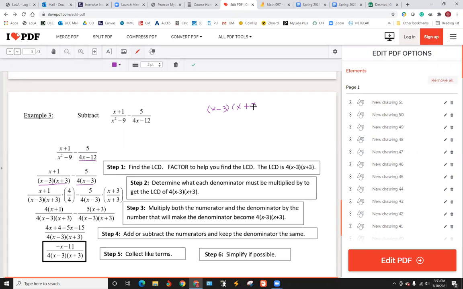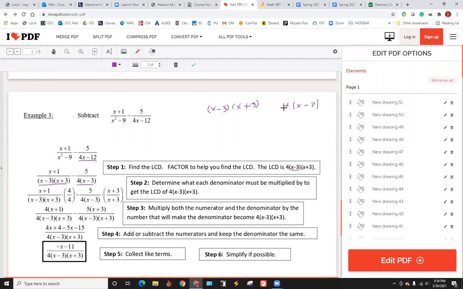Because they tell you what the LCD is, but I want to show you a little bit of an alternate way to determine that. All right. So the x minus 3 appears in both one time. So that's definitely part of the LCD. It's here and it's here. It only appears once, so you put it in there once.